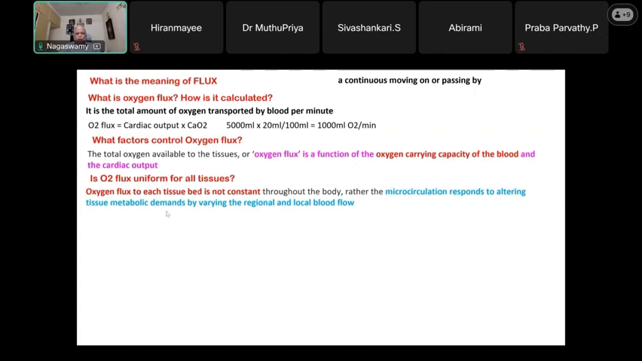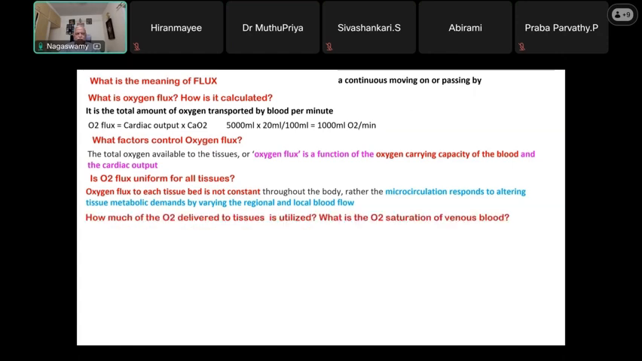We all know, oxygen flux to each tissue bed is not constant; rather the microcirculation responds to altering tissue metabolic demand by varying regional and local blood flow. That is how oxygen delivery is determined. Which tissue has to get the maximum? Which is the tissue which can survive longest without oxygen? When somebody professes to donate an organ, which organ is harvested last? Eye and skin. They can withstand lack of oxygen for a longer time.